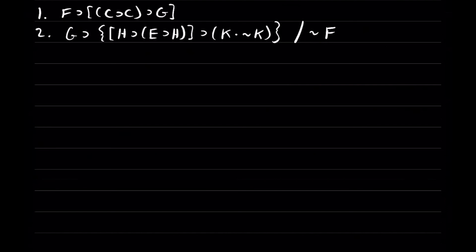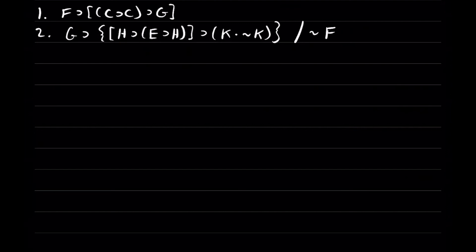Okay, so we have two fairly scary looking premises. Line 1 says, if F then we have another if-then statement inside that: C implies C implies G. So if F, then C implies C implies G. It's kind of an unwieldy statement.